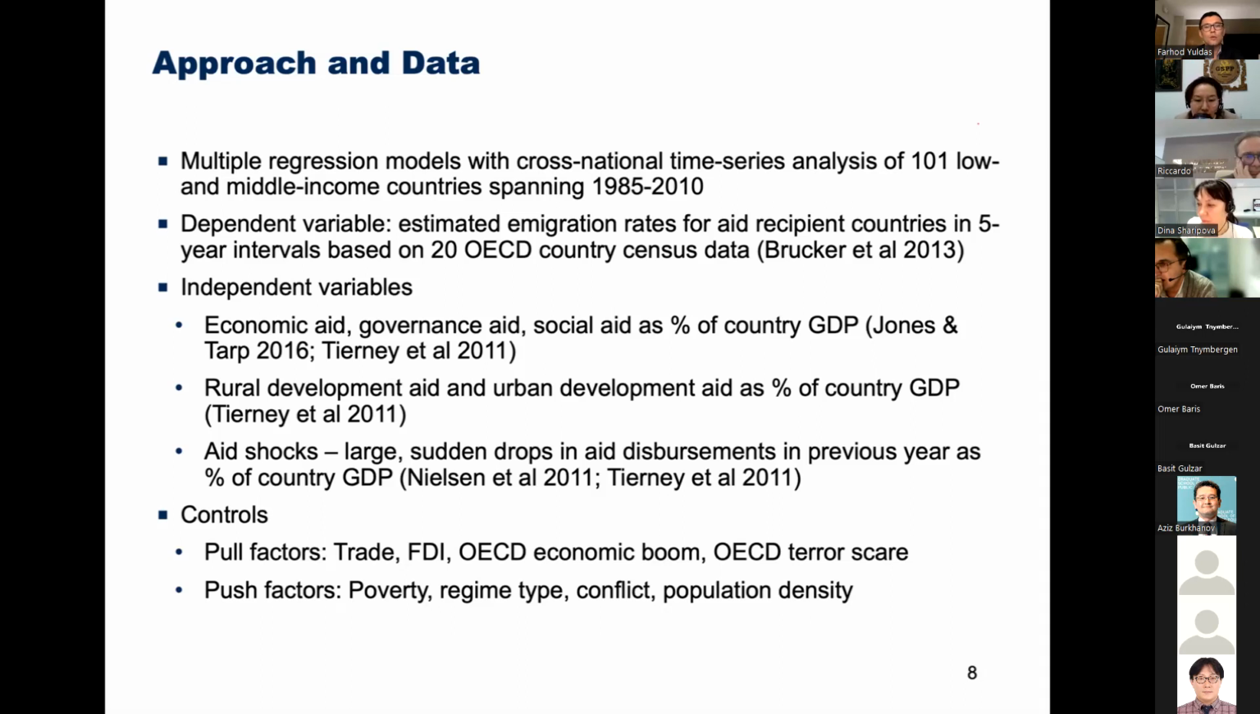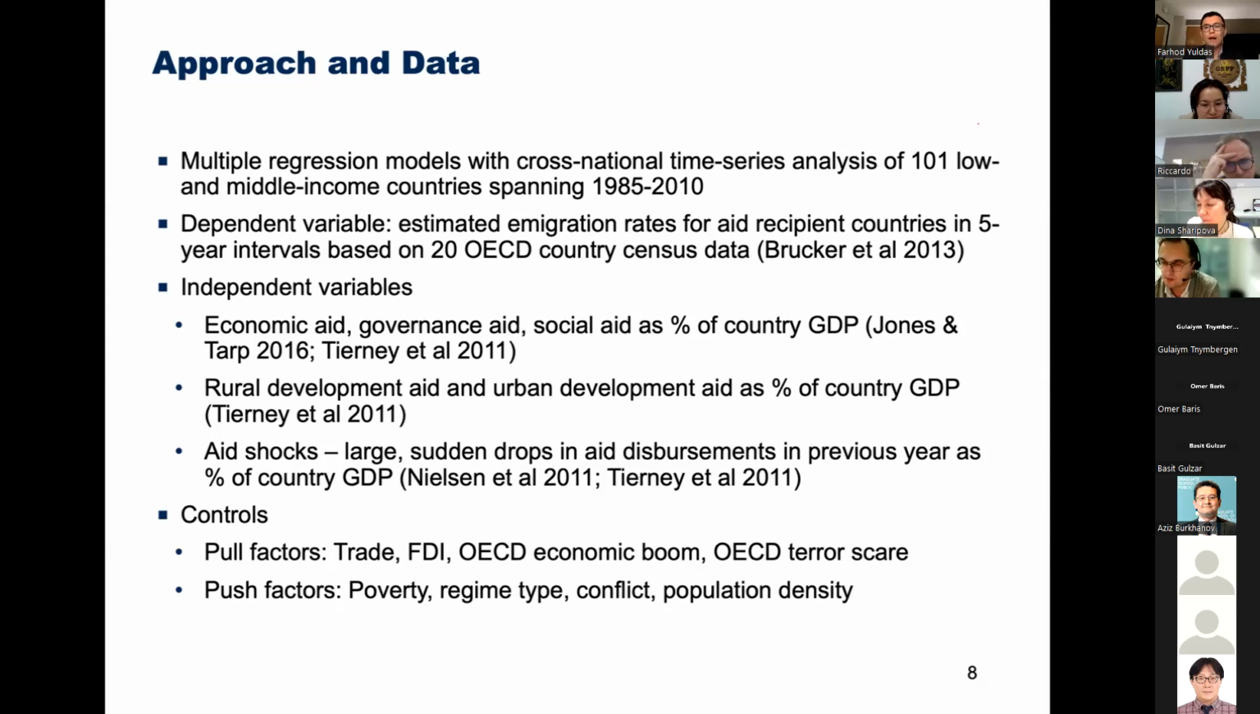And then we used Nielsen and colleagues' approach in identifying aid shocks by focusing on large sudden drops in aid disbursements based on the previous year's flows as percentage of country GDP. And we looked at the 15th percentile and lower to just focus on those largest negative swings in aid disbursements.